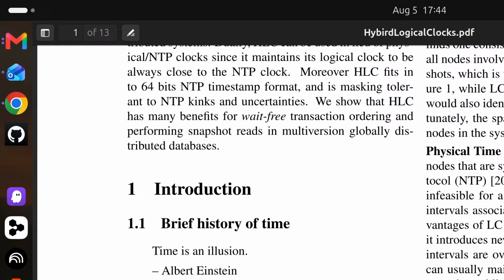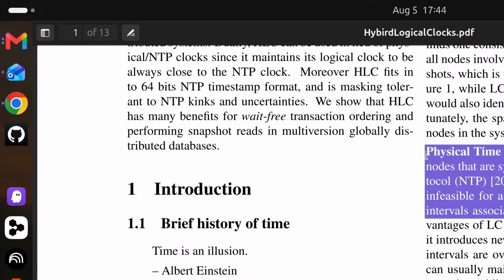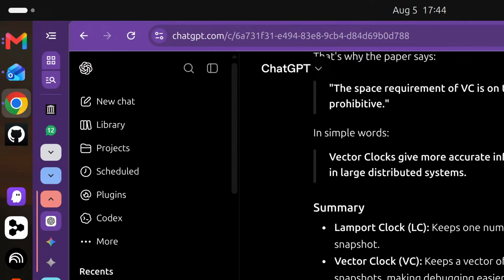Okay, let me do this part first, then we will do the later part of it. Explain this in simple English and in a brief order.